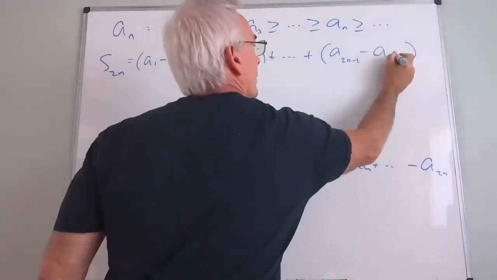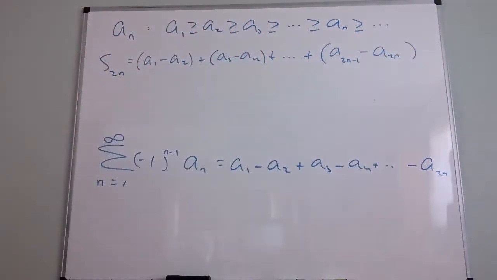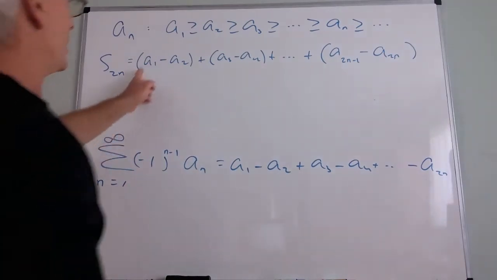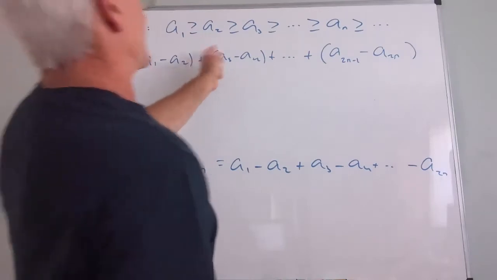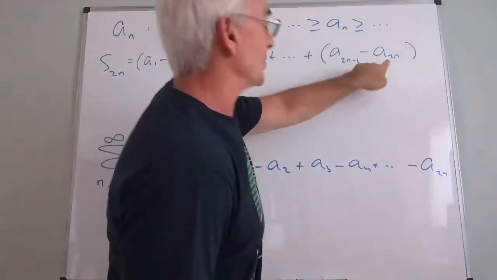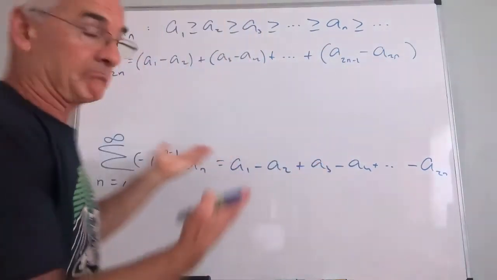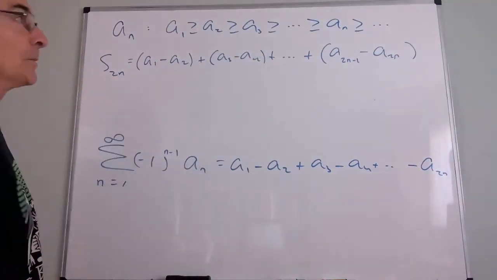Now stare at that for a moment. Tell me if that's true. I have 2n terms. 2n would be an even number. So a1 minus a2, a3 minus a4. So the even number is always the second term. It's always being subtracted. Okay, this is the sum of the first 2n terms.